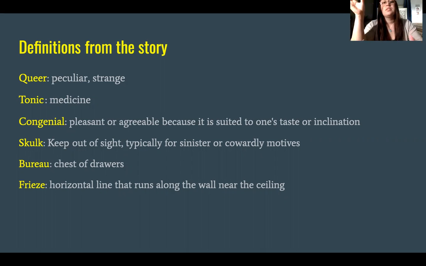Skulk, keep out of sight. It's kind of like hiding because you've got ulterior motives, right? She uses it to describe the woman in the wallpaper. A bureau, a chest of drawers, like that one. Frieze, horizontal line that runs along the wall near the ceiling. I want to say crown molding. I could be wrong, but it's just a line that runs. It's kind of just trying to give you an image of what the wallpaper looked like on her wall, right?